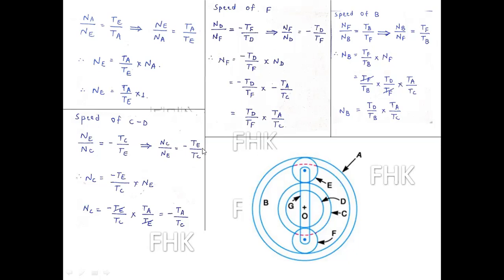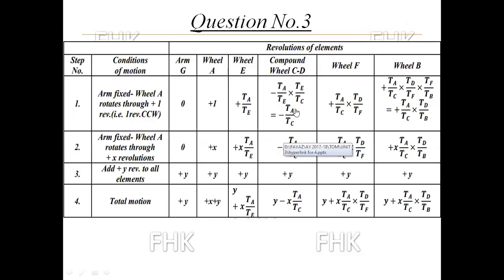So NC is equal to minus TE upon TC into NE. But what is the speed of NE? NE already we have found out here, TA upon TE. So putting the value of NE as TA upon TE, this TE and this TE will get cancelled. So speed of NC is equal to minus TA upon TC. The same value is written here, minus TA upon TC. Now this compound wheel is meshed with F in the figure. So I will find speed of F here with reference to this value.